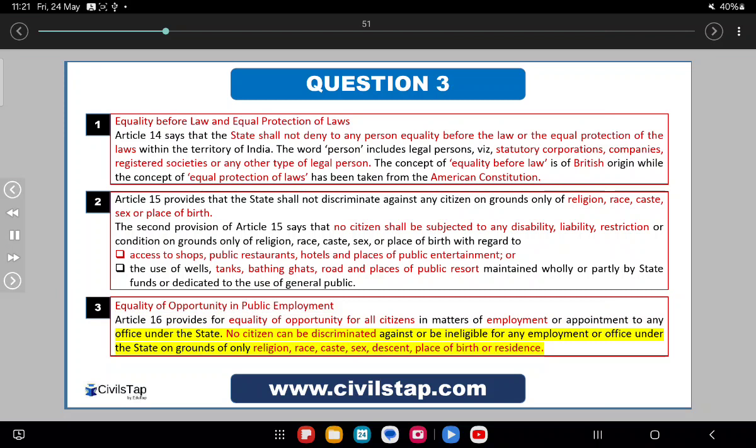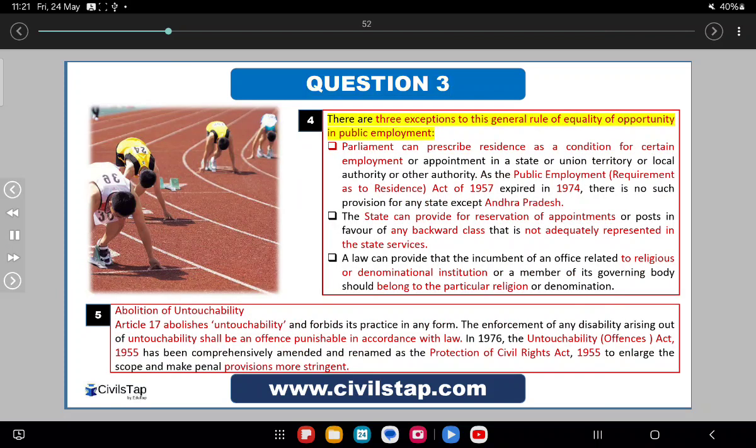No citizen can be discriminated against or be ineligible for any employment or office under the state on grounds of only religion, race, caste, sex, descent, place of birth or residence. Question 3. There are 3 exceptions to this general rule of equality of opportunity in public employment.